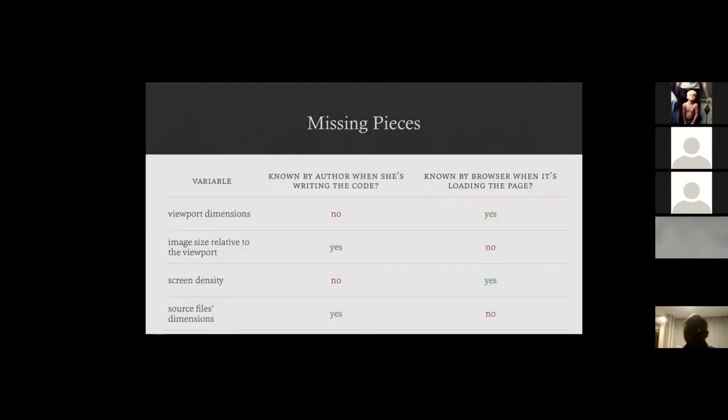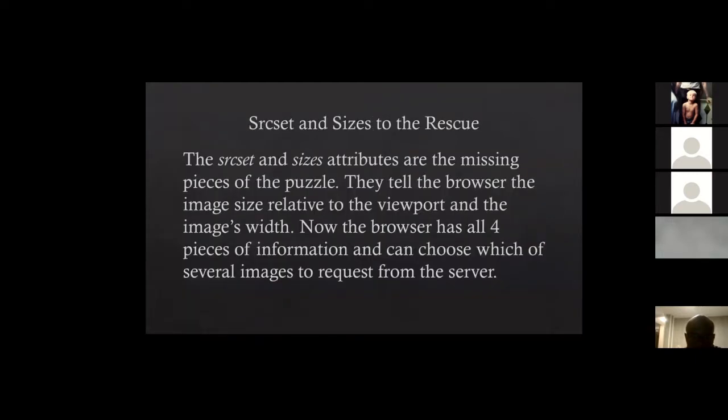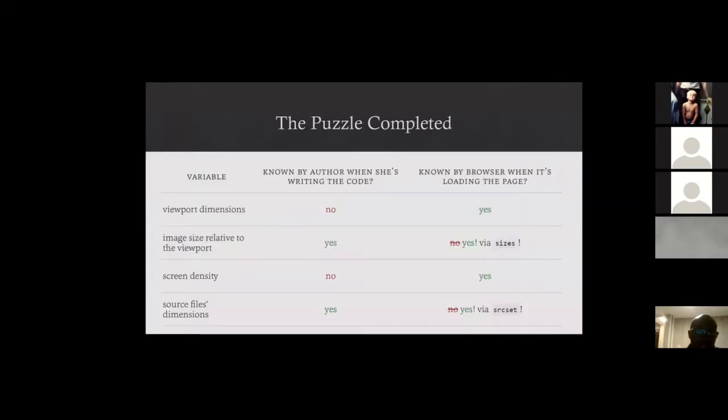So we need a way of telling the browser the things that it doesn't know, but that we do know. And that is what srcset and sizes allow us to do. For the end user's browser, they fill in the missing pieces of the puzzle by telling the browser what the image size is relative to the viewport in our design, and telling the browser what the size or sizes of our images are. So with that information, the browser can then make an informed decision about which image to request from the server.